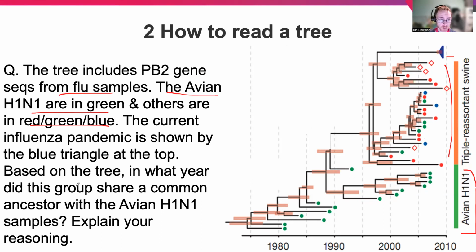We can ask, in what year did this group, the blue triangle, share a common ancestor with the avian H1N1 samples? So we can track back here to find out based on the tree when was the common ancestor of all the different samples here, which looks like it was 1971, but with uncertainty here represented by the orange bars, which appear to extend maybe up to 1976 and down to 1972, perhaps. And then if we look at the ancestry of the most recent common ancestor of this group with the blue group, we can go to this branch here, where you have an estimate of 1989, but that appears to extend to 1992 and down to 1987.